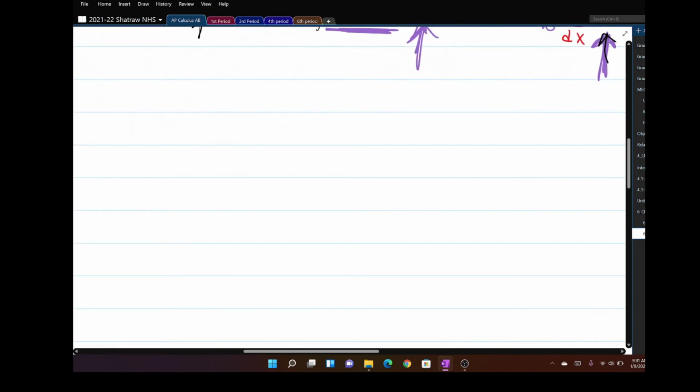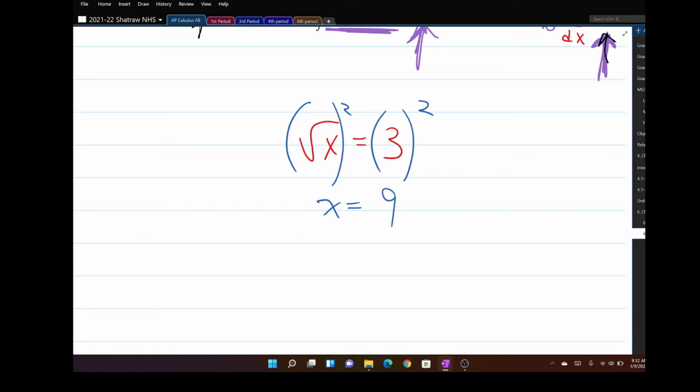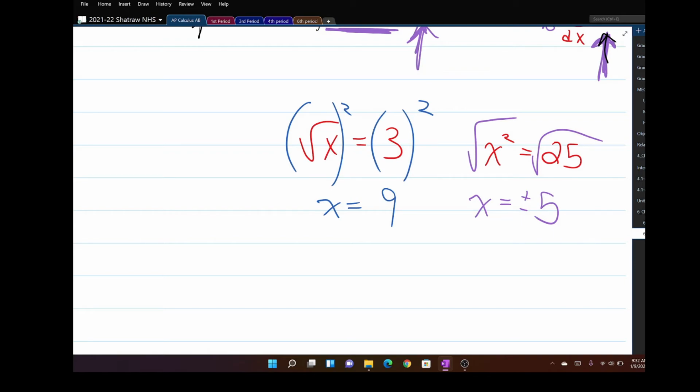Let me remind you what those look like. So if I have the square root of x equals 3, I taught you, ready? You're allowed to square both sides. Is the answer positive and negative? No, I think it's just 9. Okay, but let me think about the squaring of something. So I have the square of something, and I want to go backwards on that. I taught you that you can take the square root of both sides, and therefore the answer here is positive or negative 5. The integral works the same way.